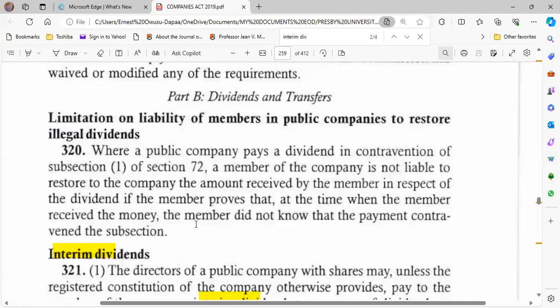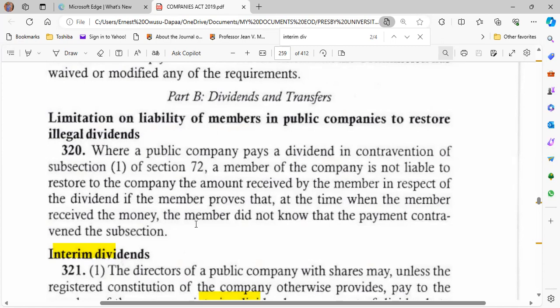You go for the annual general meeting, then the ordinary resolution is passed for payment of dividends. Now, I'm not there. I don't know anything about it. Or I get an alert that dividends have been paid. So I take my dividend warrant and they pay the money to me. Now, I did not know that when the company was resolving to pay the dividends, the company had not actually met the distribution test, and for that matter, the dividend was illegal.